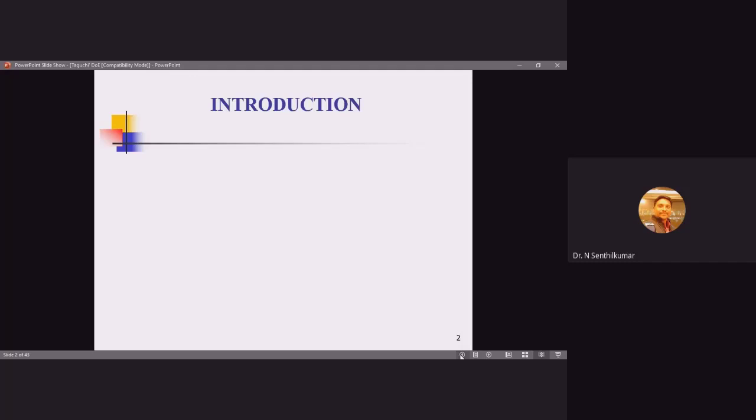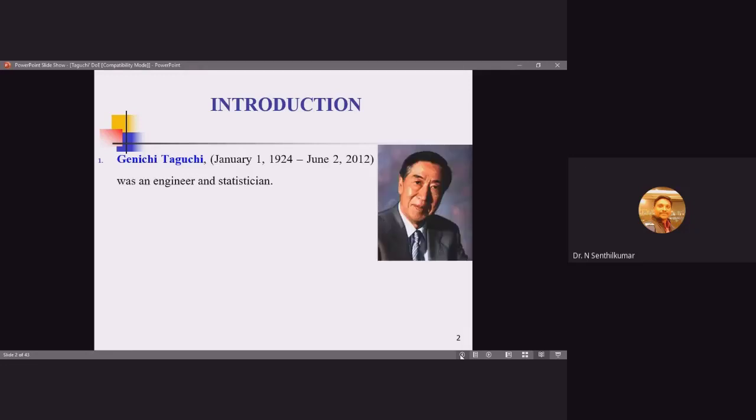Junichi Taguchi is the actual name of the scientist. He is from Japan. He is an engineer as well as a statistician. That's why he used his statistical tools to incorporate them in the quantification of the analysis. So this is the person.